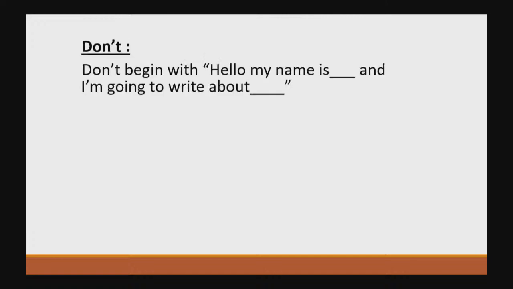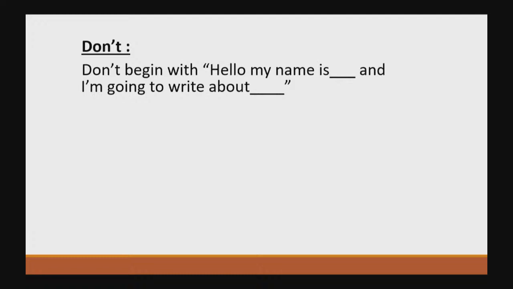In terms of the don'ts now, don't begin with a start like, hello, my name is Miss Brown, and I'm going to be writing about. That is so grade 4. We want to have a more mature start to our essay. So experiment with different ways that you can start your essay.